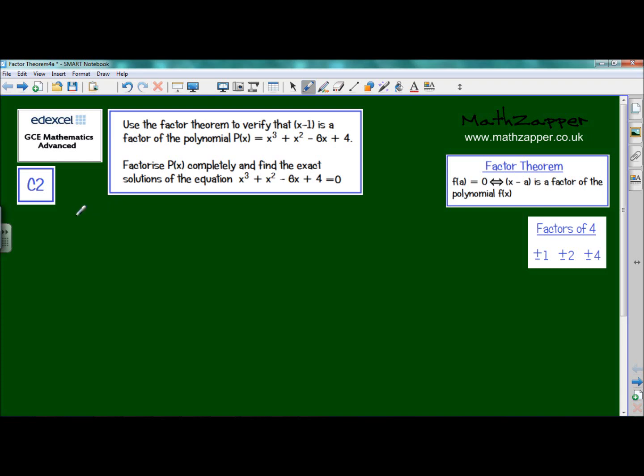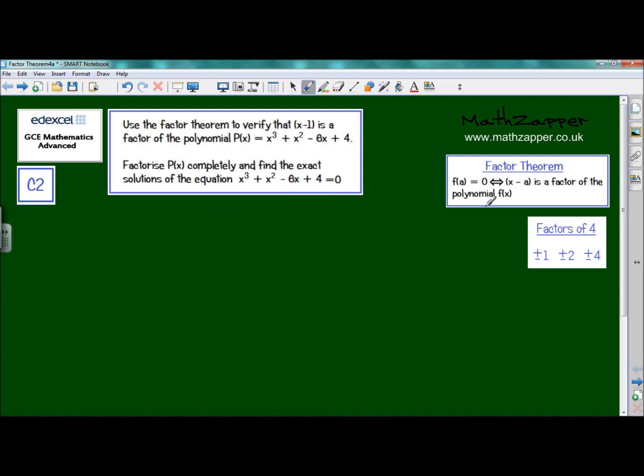Excel A-Level Mathematics C2. Use the factor theorem to verify that x minus 1 is a factor of the polynomial p of x equals x cubed plus x squared minus 6x plus 4. We then have to factorise p of x completely and find the exact solutions of the equation x cubed plus x squared minus 6x plus 4 equals 0.